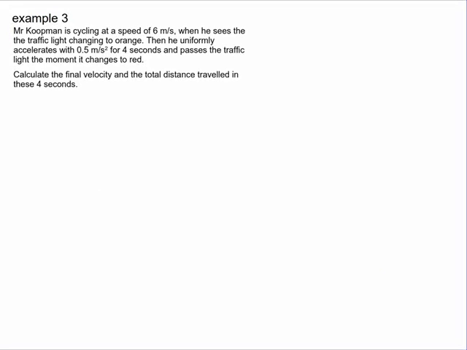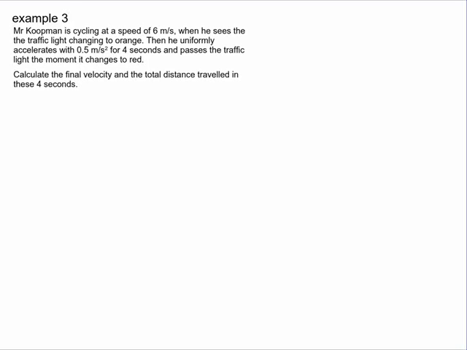Example 3. Mr. Koopman is cycling at a speed of 6 meters per second when he sees the traffic light changing to orange. Then he uniformly accelerates with 0.5 meters per second squared for 4 seconds and passes the traffic light the moment it changes to red. Calculate the final velocity and the total distance traveled in these 4 seconds.